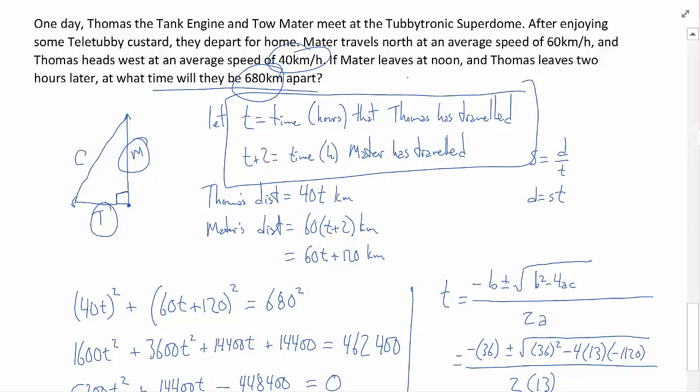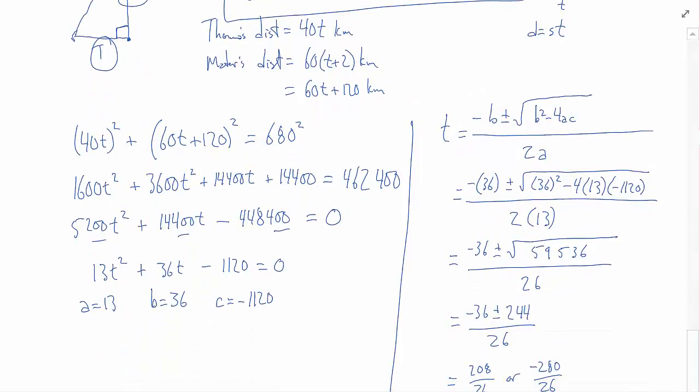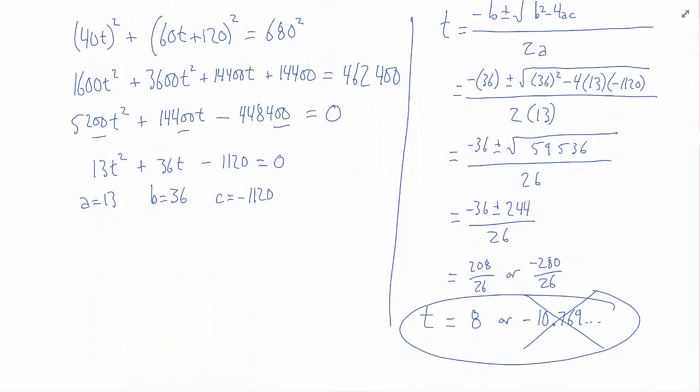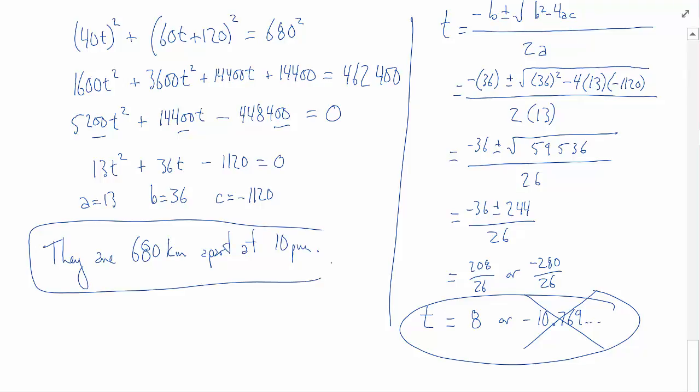Mater left at noon. Thomas left 2 hours later. If Thomas has traveled for 8 hours, and he left 2 hours later than Mater, that means Thomas has been traveling since 2 o'clock. At what time are they 680 kilometers apart? They're 680 kilometers apart at 10 p.m.